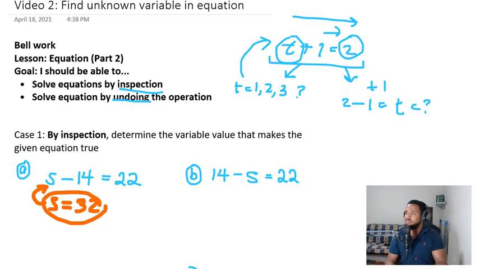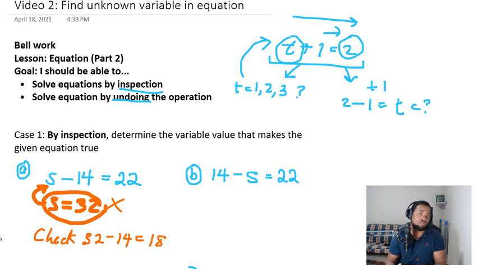So to check, we put s to be 32 and let's see for ourselves. 32 minus 14, and you're like, oh no, it is not 12. It is actually, thinking about it, around 18. So 32 is not a good number.